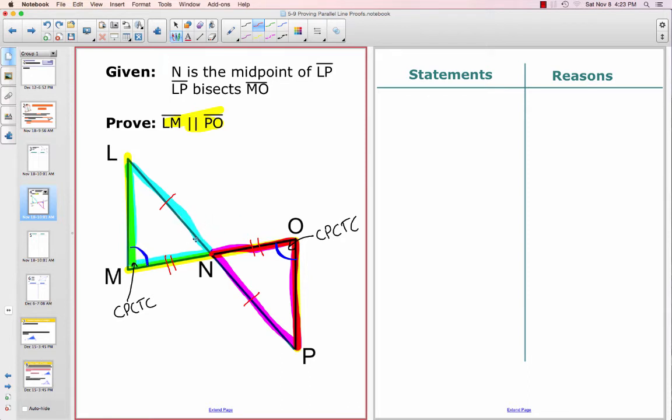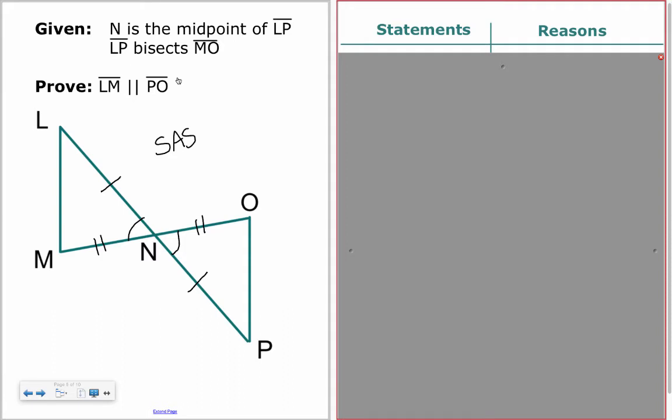We're out of givens, but you'll notice that there are vertical angles right here. And then we can go ahead and prove the triangles congruent by side, angle, side. Once we prove these triangles congruent by side, angle, side, we'll use CPCTC to say angle M is congruent to angle O. And there we go. We have our alternate interior angles congruent, so that must mean that the lines are parallel. So now that we made our plan, let's go ahead and write out our proof.